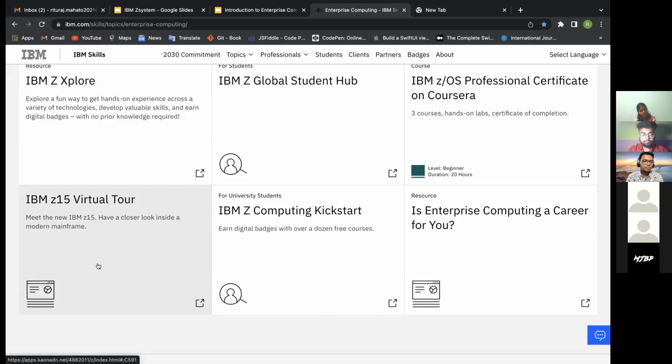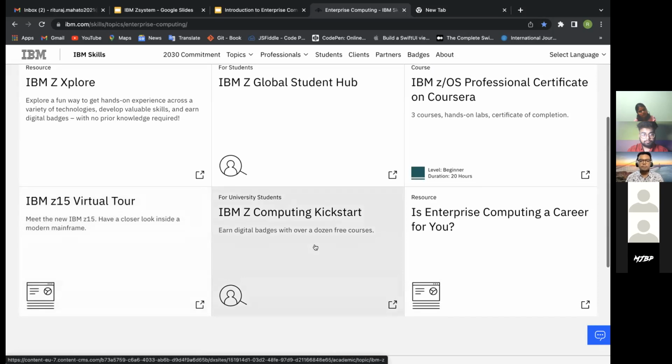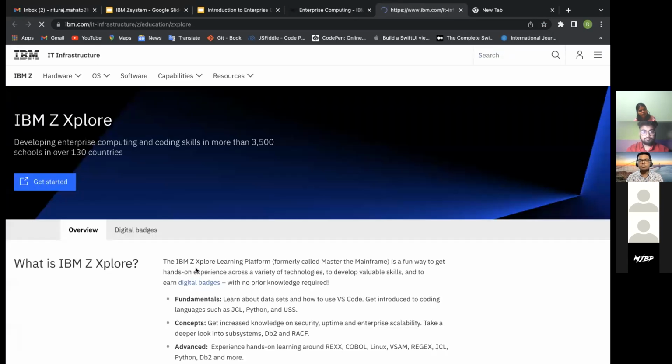Z15 you can see with this one, and we have IBM Z Computing Kickstart. There are dozens of free courses. You can earn digital badges and show these badges to upcoming recruiters who are recruiting for IBM Z skills. So let's get started with the IBM Z Explore.